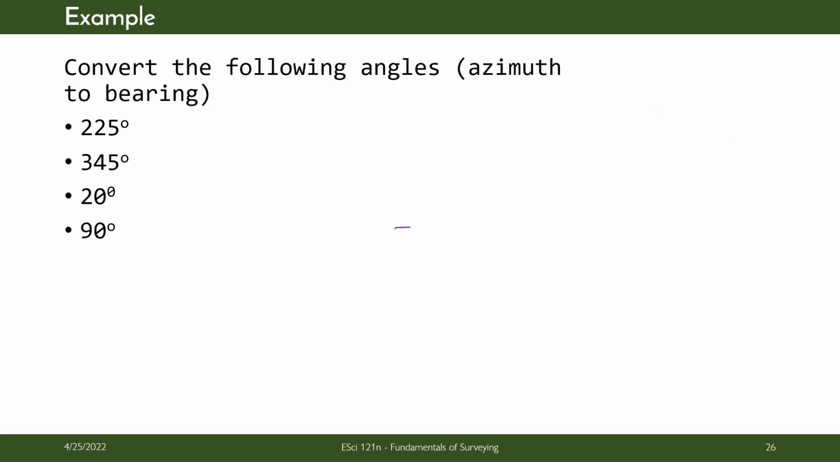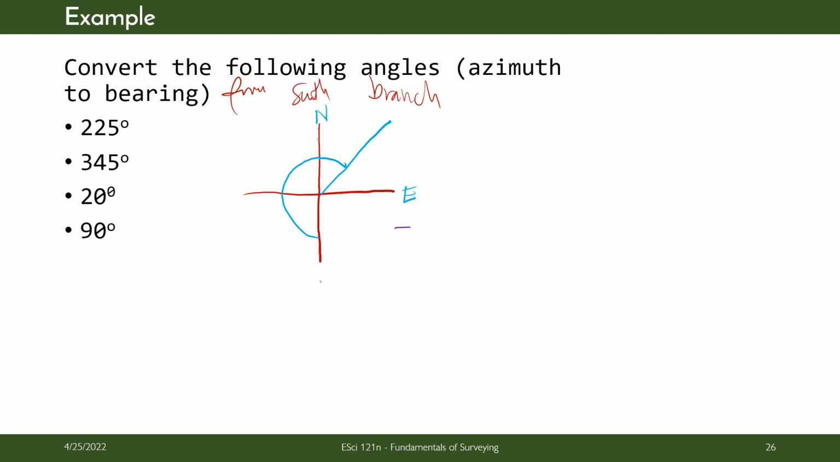So now let's go to converting azimuth into bearing, given that these azimuths are from the south branch. Okay, so for example, we have 225 degrees. Let's draw a figure. From south, 225. So this is 180. This is 180. Then somewhere here, this is the line. Okay. So therefore, this is north, east, south, and west. So this is 225 degrees.